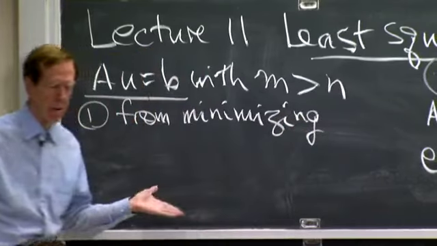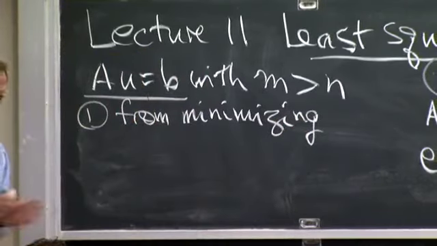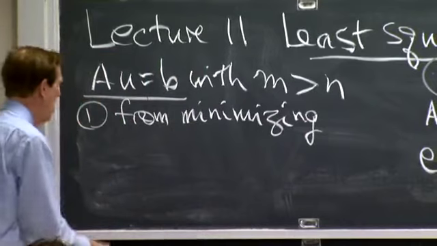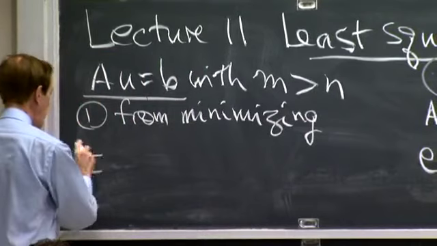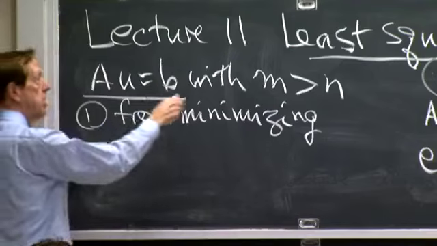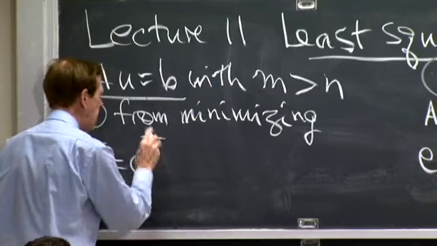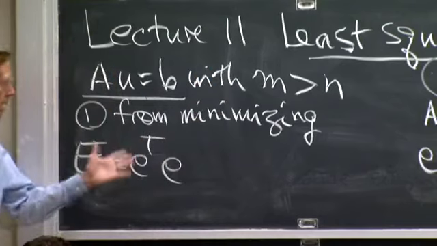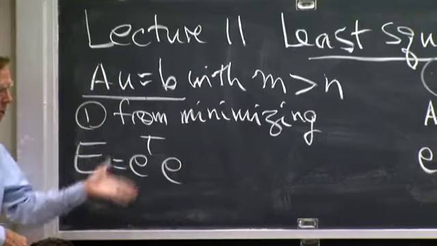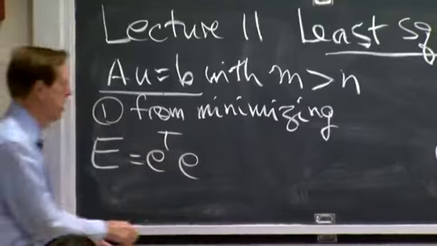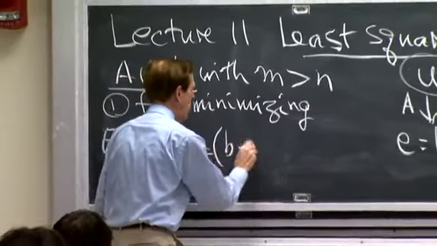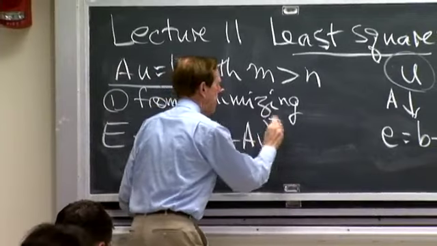Set a derivative to 0, calculus. And what's the quantity we're minimizing? We're minimizing that squared error, because this is least squares. We're minimizing this, E transpose E, the length of E squared, the sum of the squares of the errors, which is (B minus AU) transpose (B minus AU).